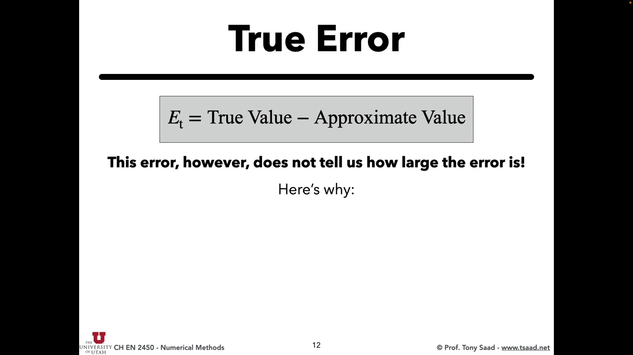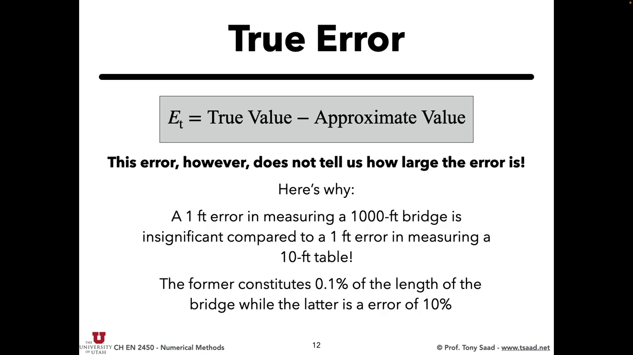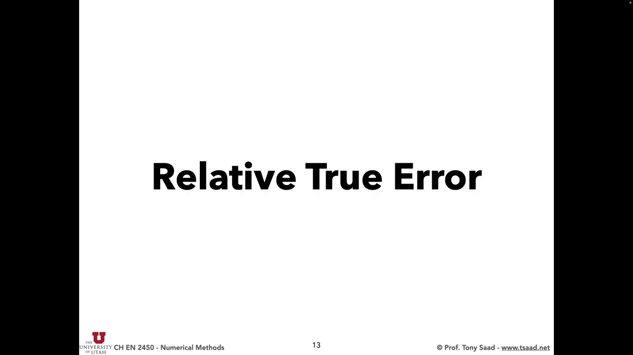Right? Why? Because 1 foot over 1,000 feet is insignificant versus 1 inch over 10 inches. That's a big deal. That's 10% of the length of that table, right? So we introduce the concept of relative true error.